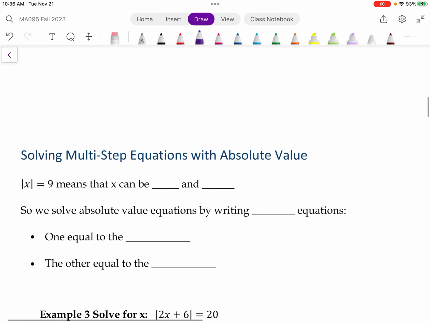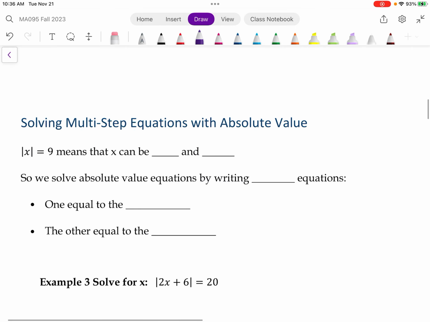Now we're going to look at solving multi-step equations with absolute values. All right, so what does absolute value mean? So we're looking at the absolute value of x equals 9. So what could x have been? Now remember, when you take the absolute value of something, it always makes it positive. So that means that x can be 9, absolute value of 9 equals 9, and x could be negative 9 because the absolute value of negative 9 also equals 9.